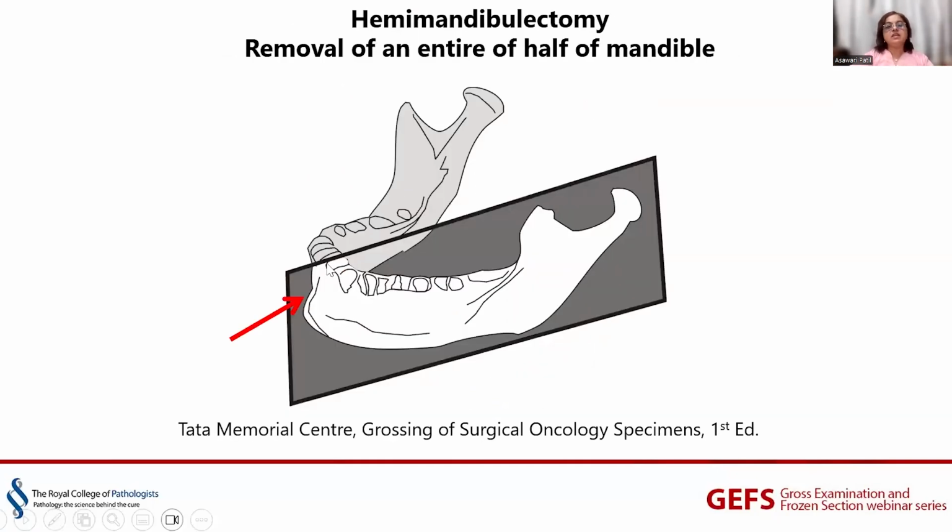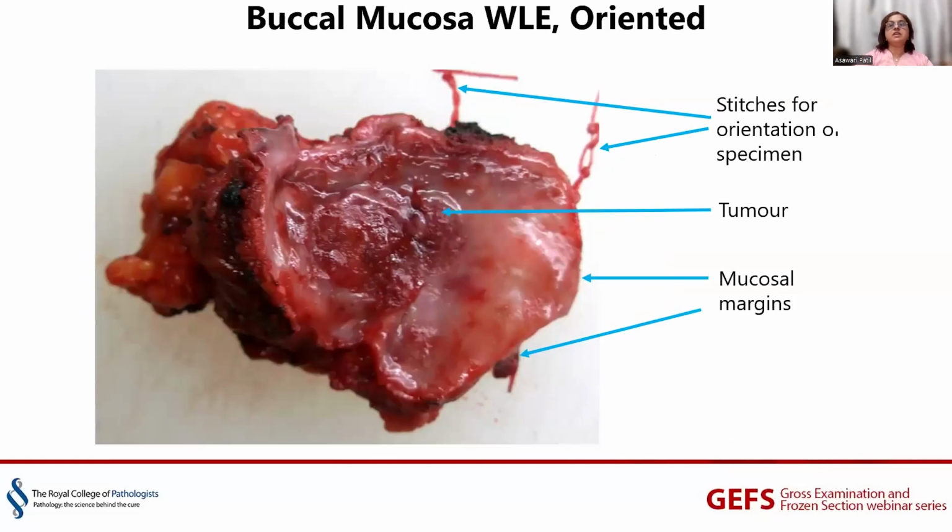And lastly is this hemimandibulectomy, where half of the mandible is included. So here there is only one cut surface, which is the anterior bony cut margin. So I hope I have made these margins of the mandible easier. Now let's look at the wide local excision specimen, how the margins are submitted, mucosal margins.